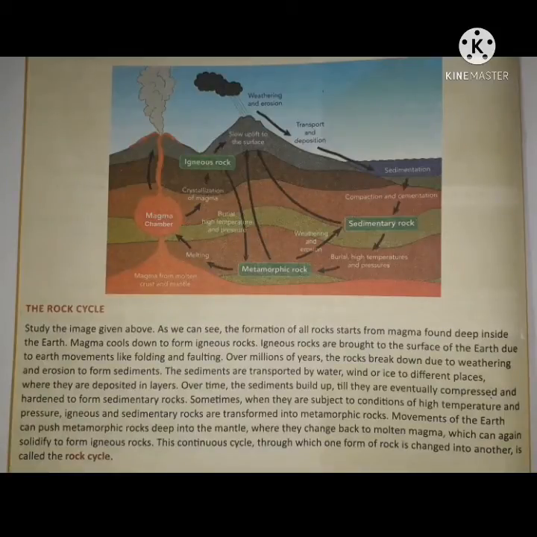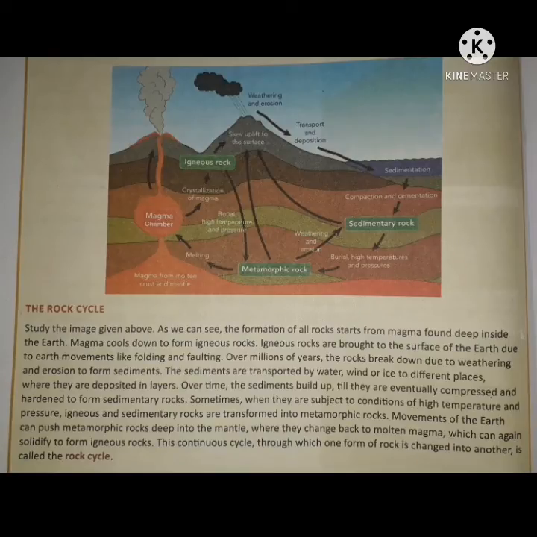Let us now read about the rock cycle. The formation of all rocks starts from magma, which is deep inside the earth. It cools down to form igneous rocks. They are brought onto the surface of the earth due to movements like folding and faulting, and after millions of years these rocks break down due to weathering and erosion, forming sediments, which are small pieces of rocks. These are transported by wind, water or different agents and deposited in layers. Over time, when they get compressed and hardened, they form sedimentary rocks.